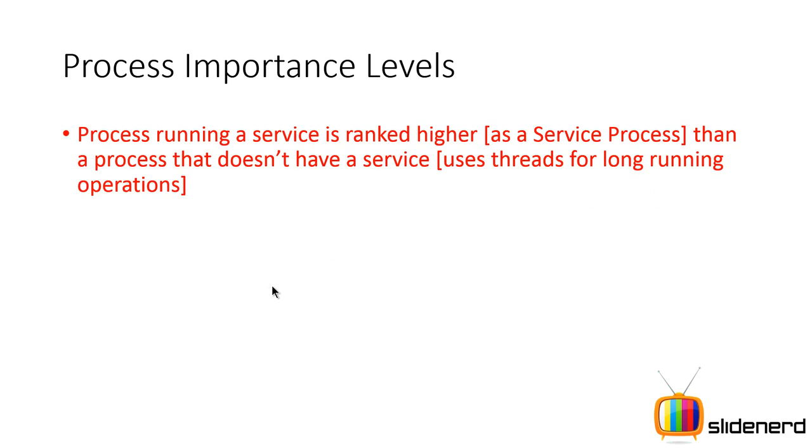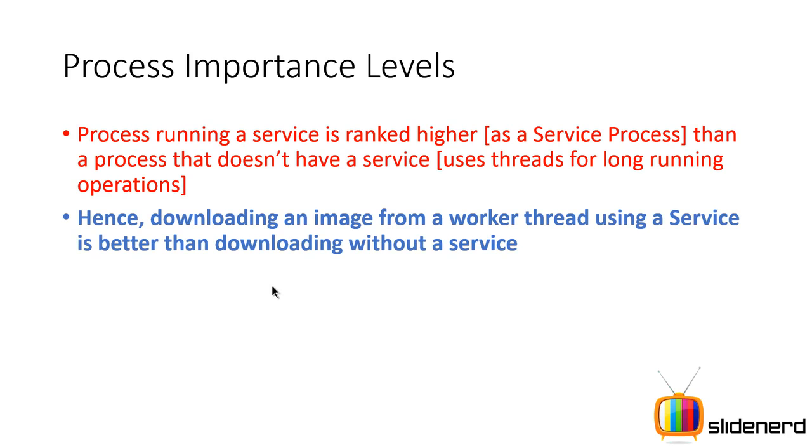So let's say you're downloading an image. Now there are two ways you can do that. You can have either a service in your app that downloads the image, or you can simply have a thread that downloads the image. Now if you have a service, then your app is ranked higher as a service process. But if your app doesn't have a service and you're simply using a thread to download the image, then that will be categorized merely as a background process when the user is not interacting with it.